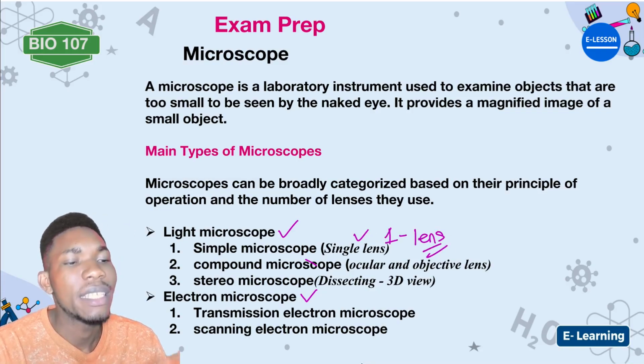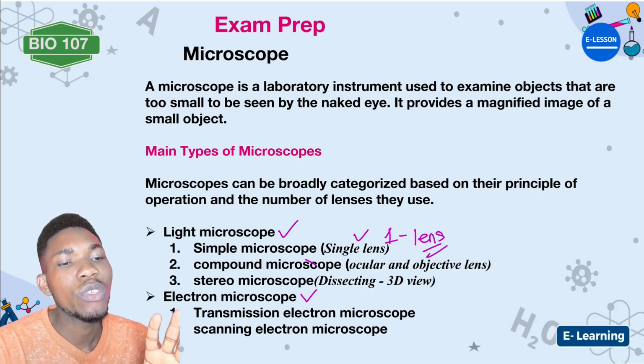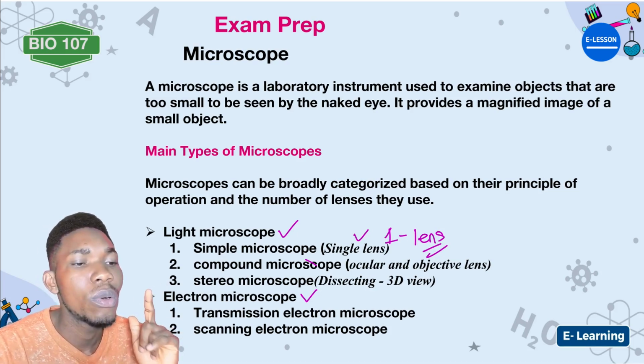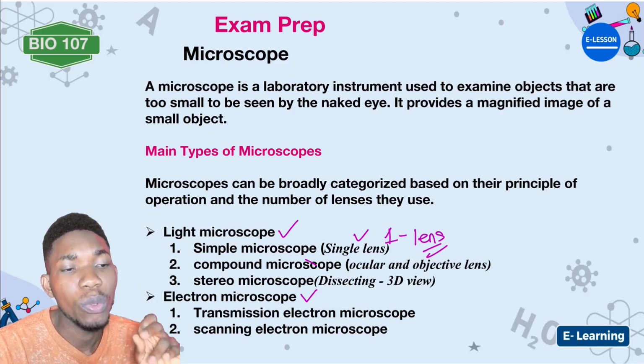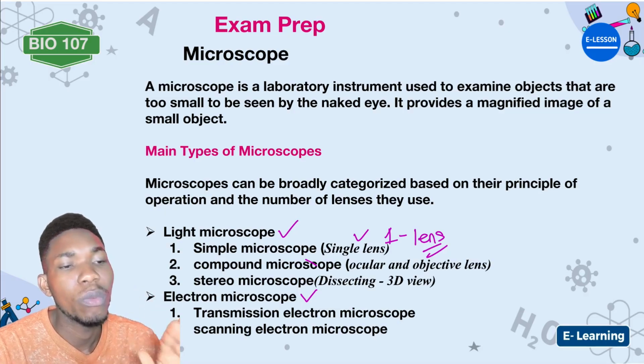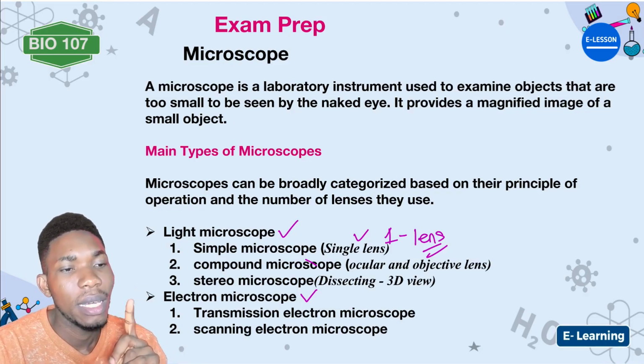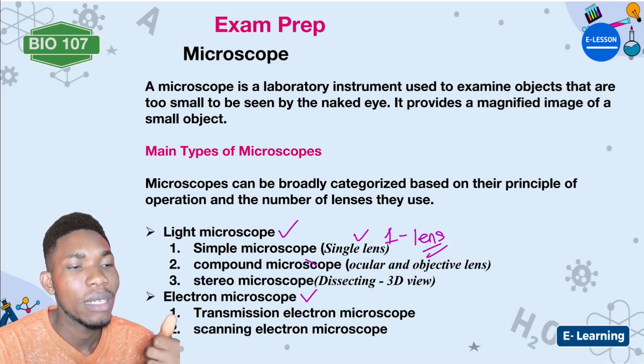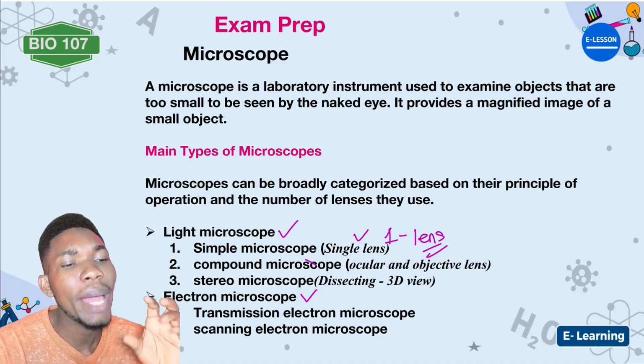All right, that's a simple microscope. Any microscope that has one lens is a simple microscope. Simple, not single. A simple microscope has a single lens, just one lens. Are you getting it? Like your magnifying glass, those ones, they are what? Simple microscope.